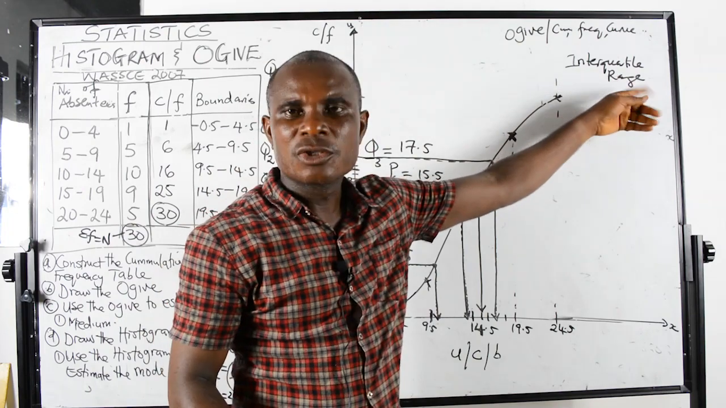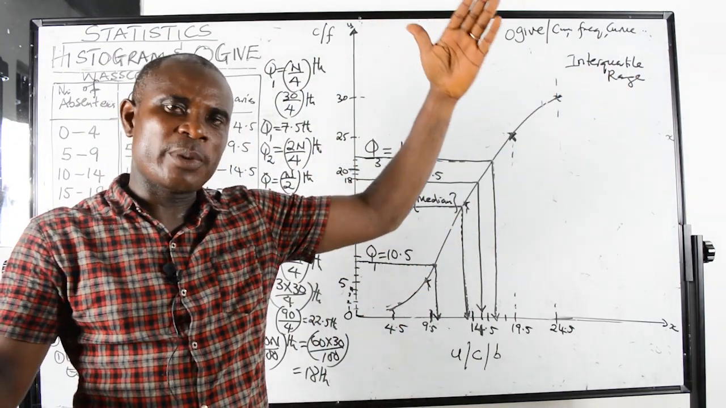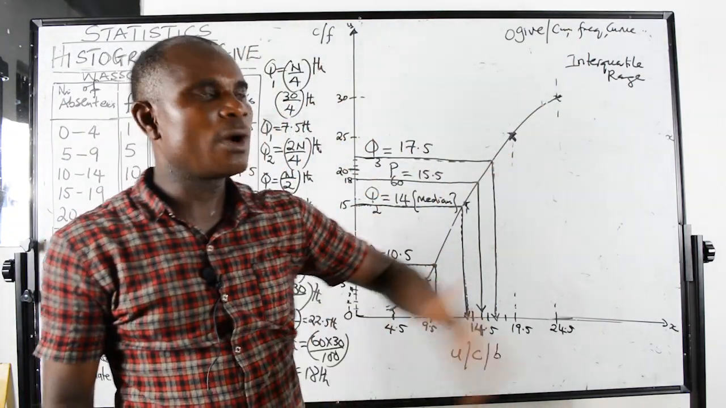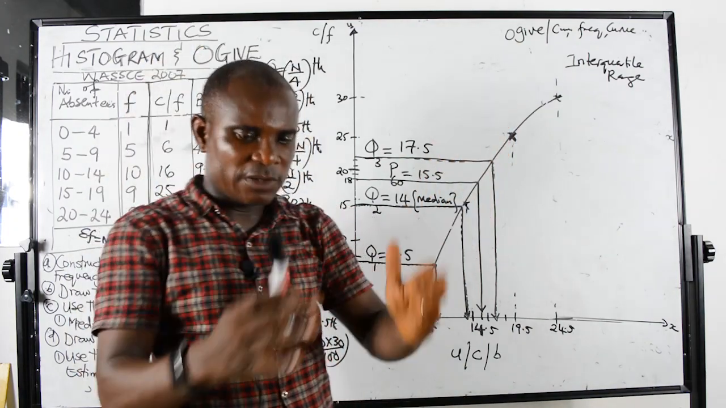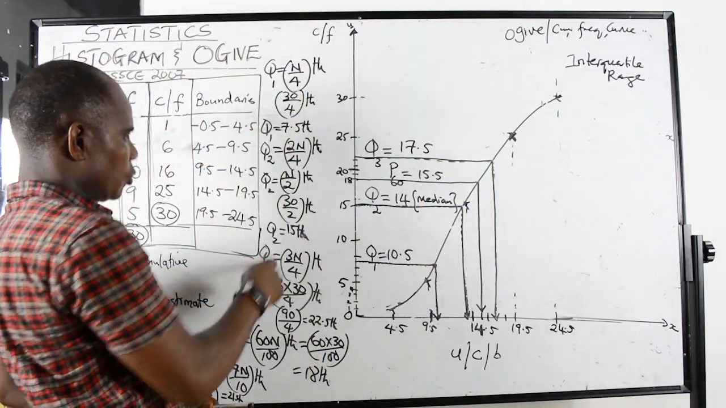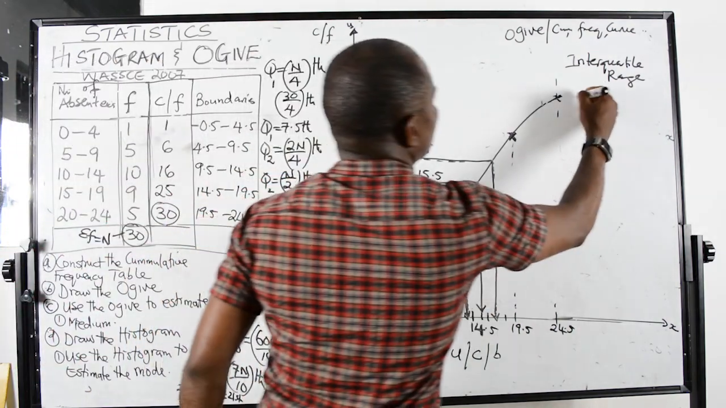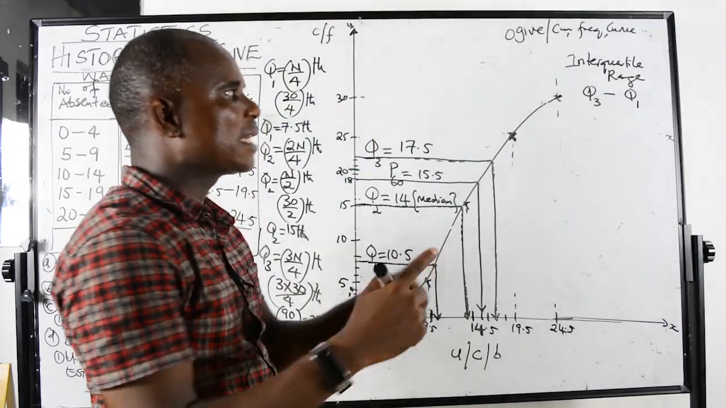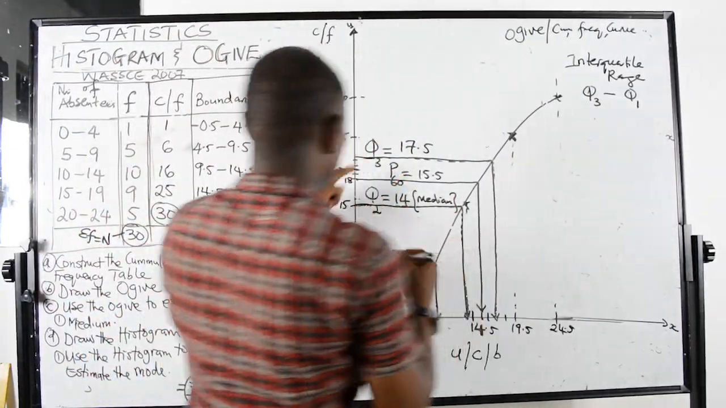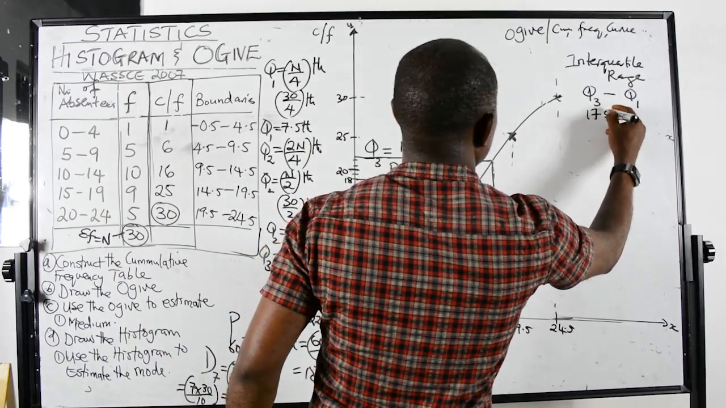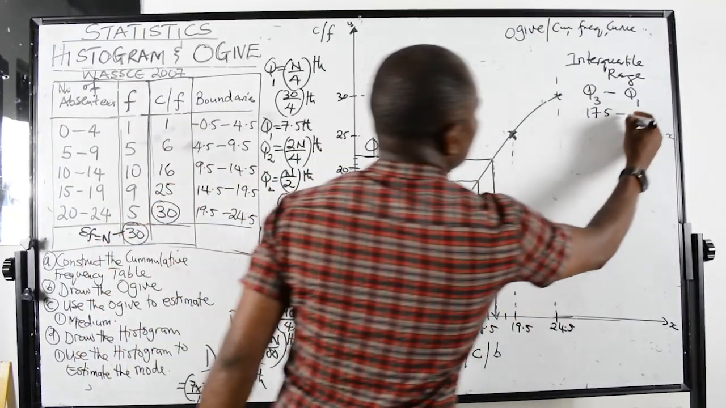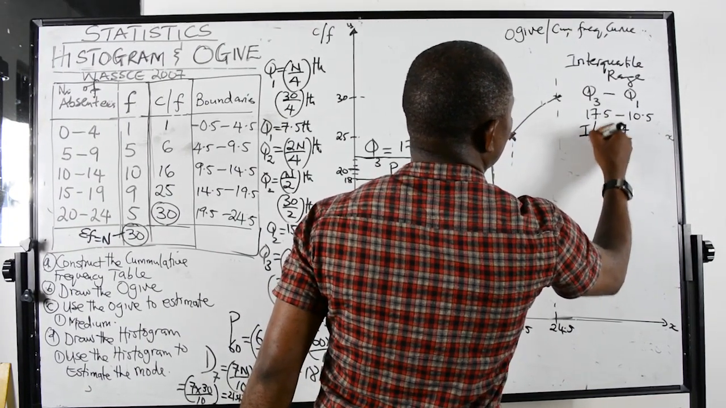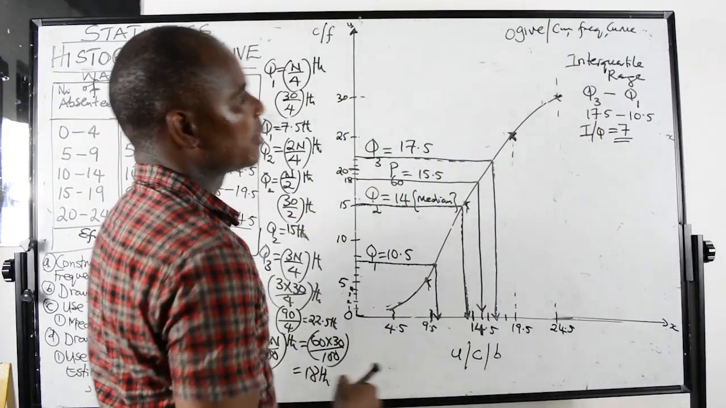Range is the difference between an upper number and a lower number. So if I'm talking about the interquartile range, I'm talking about the difference between the lower quartile and the upper quartile. The upper quartile was Q3. So the upper quartile minus the lower quartile is what gives you the interquartile range. The upper quartile is 17.5 and the lower quartile is 10.5. So I've got 7 as my interquartile range. I just subtracted the two.